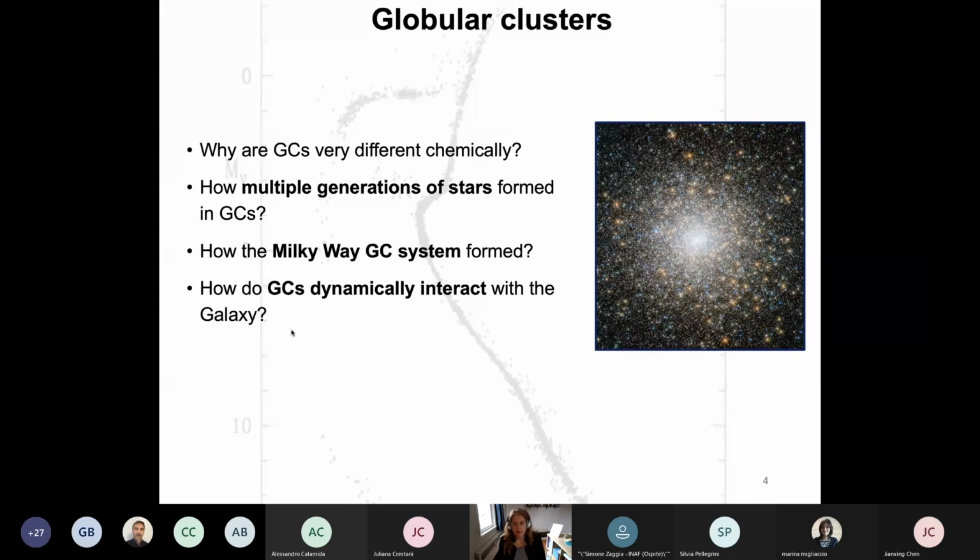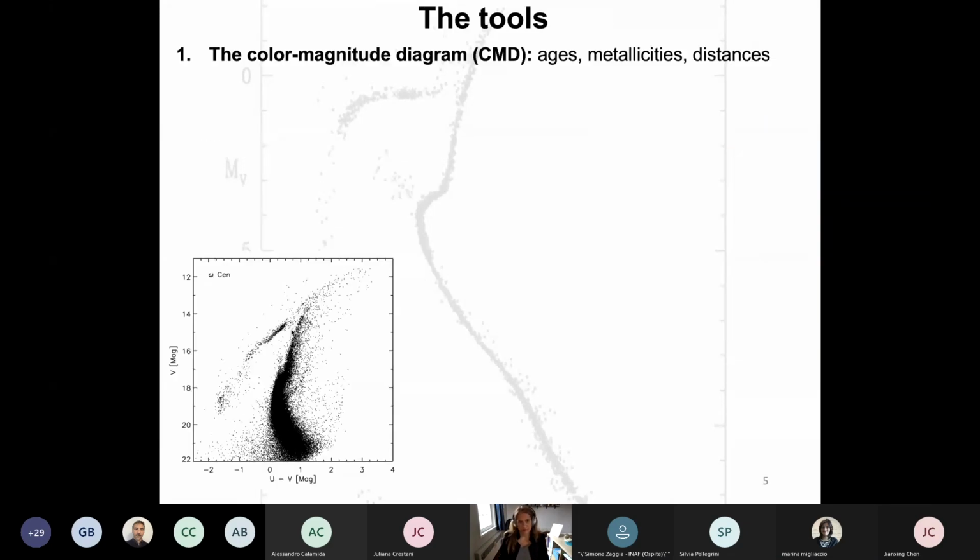For example, some clusters lost a lot of their mass during the first gigayears, and they present some tidal tails, so we want to characterize them. These are just some of the questions about globular cluster studies. There are even more, so they're still very interesting objects.